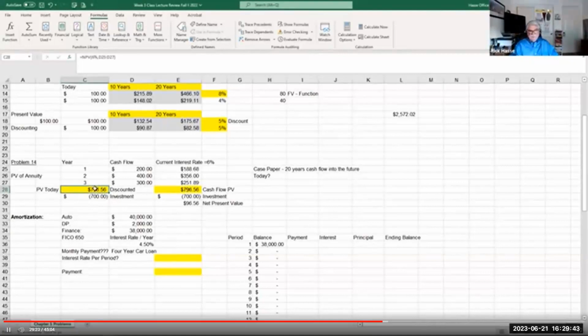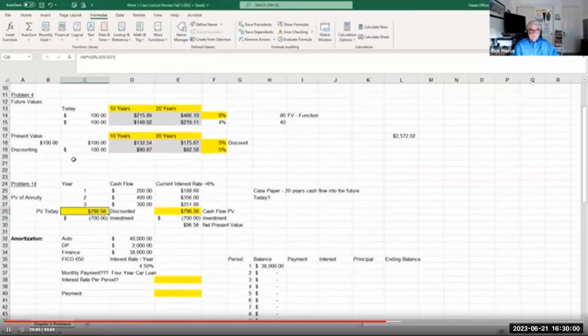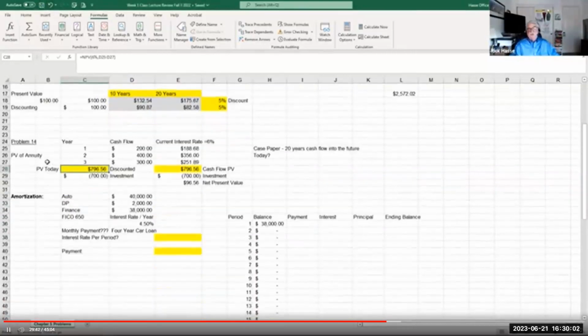20 years, this one calculation using NPV, it combines the 3 years, is going to be helpful. Okay, let's make sure we save this when we're done. So we've looked at future value, present value, and present value of what is called an annuity. Annuity means a series of payments in the future. What is its present value?